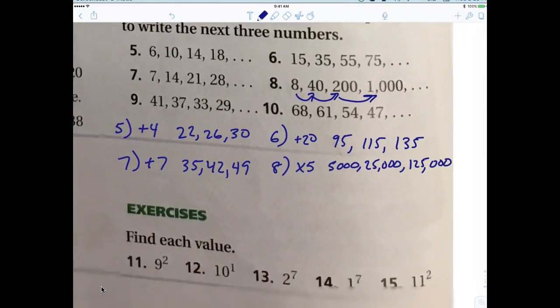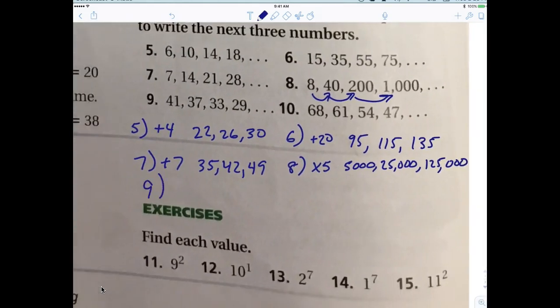Number 9. Let me see here. Number 9. Yes, sir, Gavin. Okay, so you're definitely subtracting by 4. Yep, subtracting by 4. So what's the next one? So then it would be 25. Yep. Then 21. Yep. And then 17. You're awesome, man.